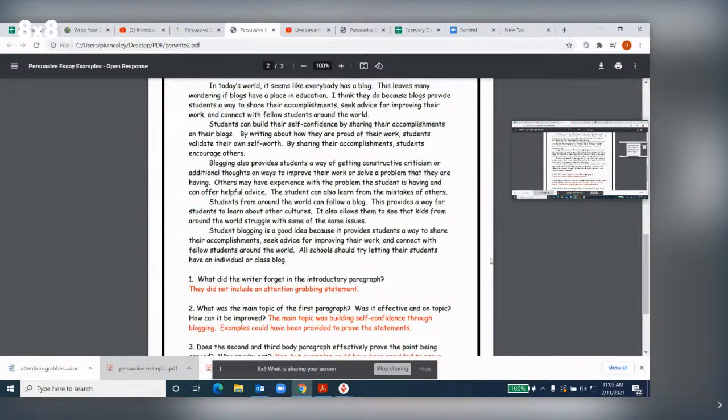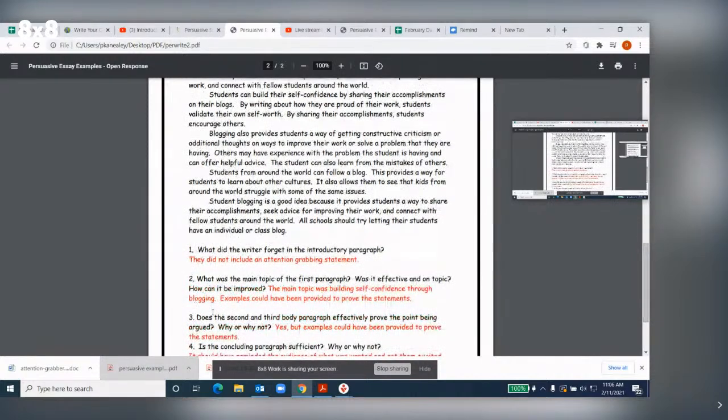Or even, if you were out of school and you're saying, "I'm always trying to cook this meal, I follow the recipe, and it never comes out the way it's supposed to." Then maybe someone could read that and give you feedback: try this, try that, or maybe you're forgetting this. So the next question is, does the second, third paragraph effectively prove the point argued?